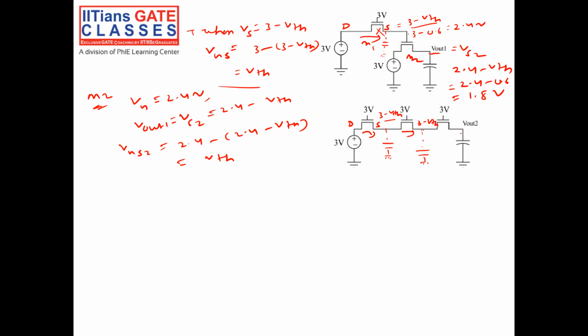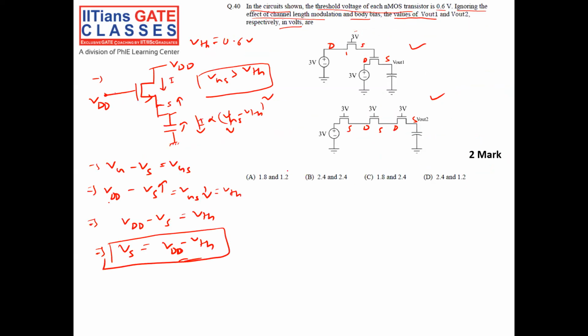Also for this transistor, the drain is 3 minus Vth, so it will be on, current will flow, and again it will charge up to 3 minus Vth. After that it will be off, so it will be 3 minus 0.6 equal to 2.4 volt. So for this question it will be 2.4 volt. So 1.8 and 2.4, this is the answer. This is very important, you should remember this.